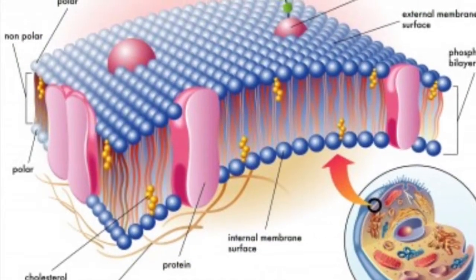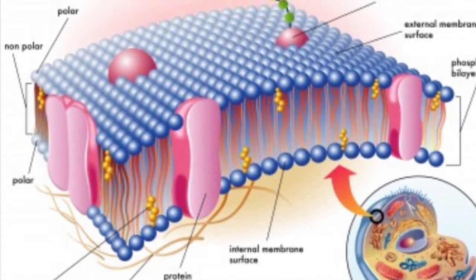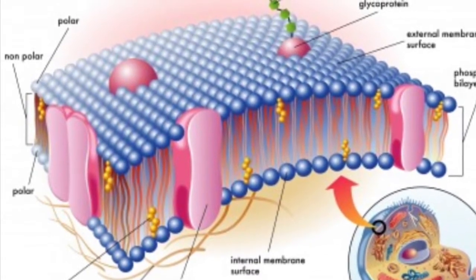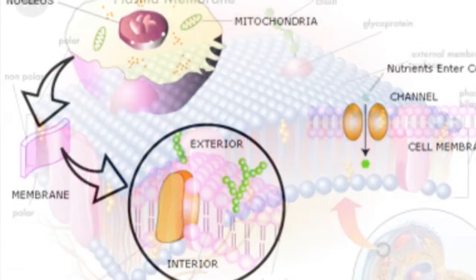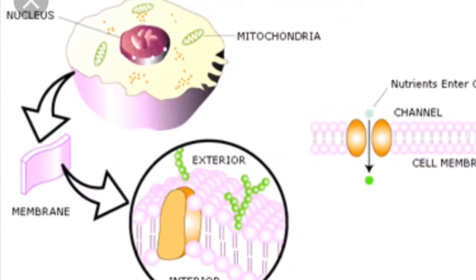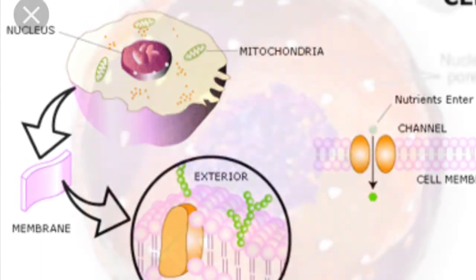First, let's talk about the plasma membrane, which is also known as the cell membrane. The plasma membrane is a semi-permeable phospholipid bilayer with embedded proteins. The cell membrane allows nutrients into the cell and protects it from its surroundings.